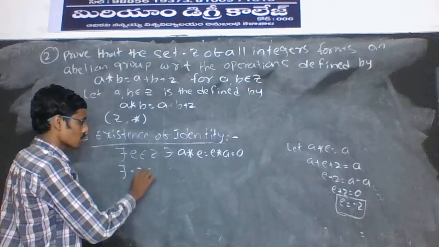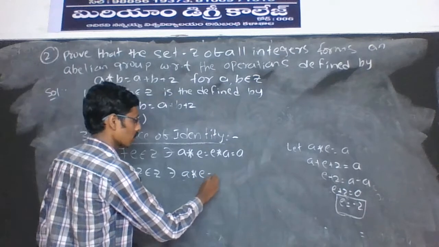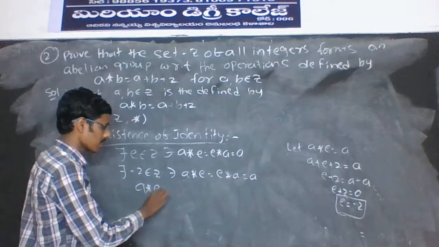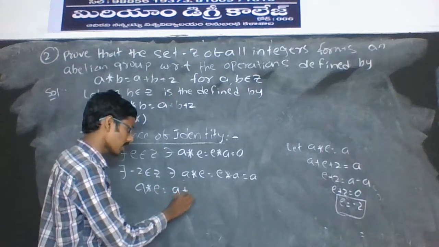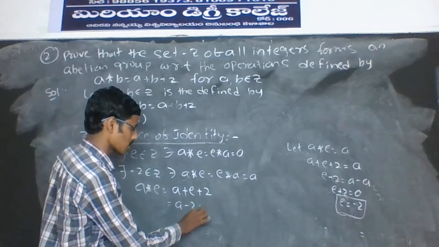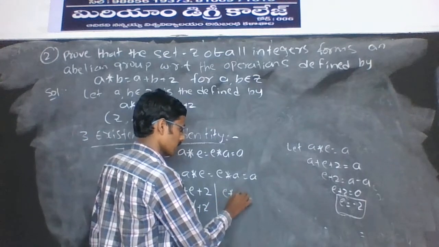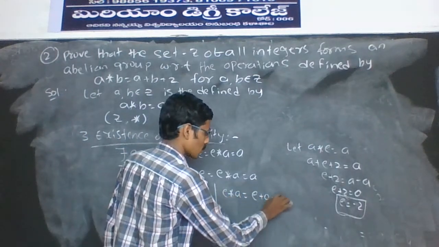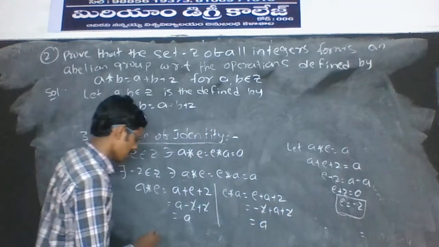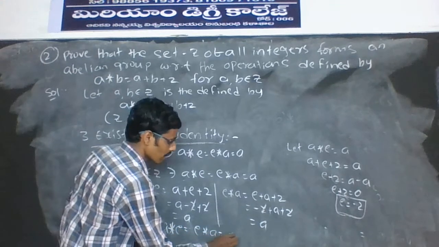There exists e equal to minus 2, which belongs to Z, such that a star e is equal to e star a is equal to a. Take a star e, defined as a plus e plus 2. Substituting e as minus 2, a minus 2 plus 2, the minus 2 and plus 2 cancel, which implies a. Now e star a is e plus a plus 2, minus 2 plus a plus 2, the minus 2 and plus 2 cancel, which is equal to a. Therefore, a star e is equal to e star a is equal to a.